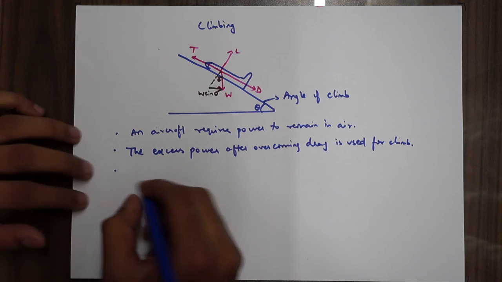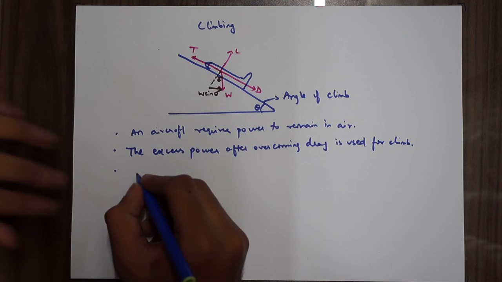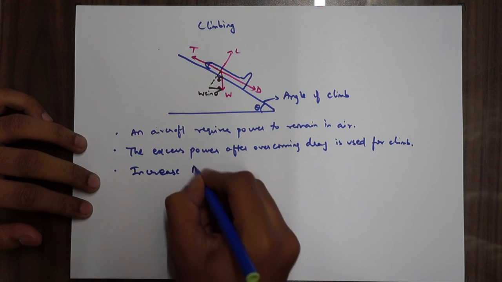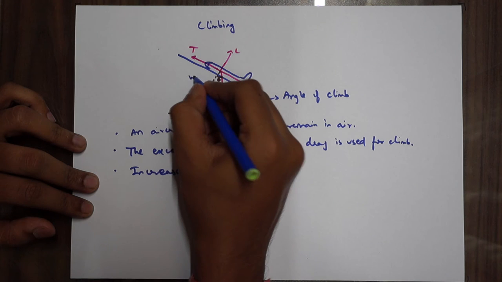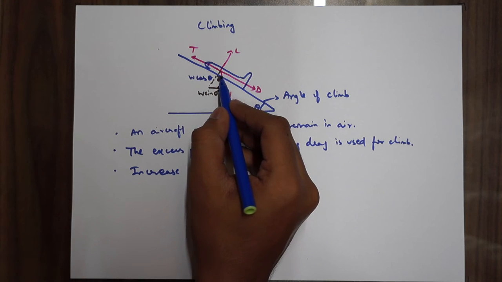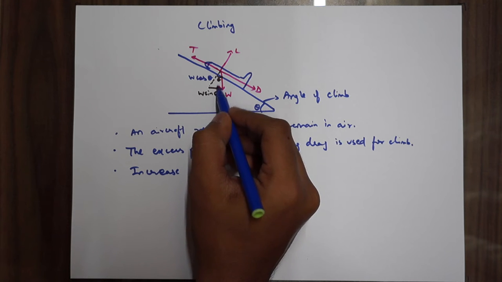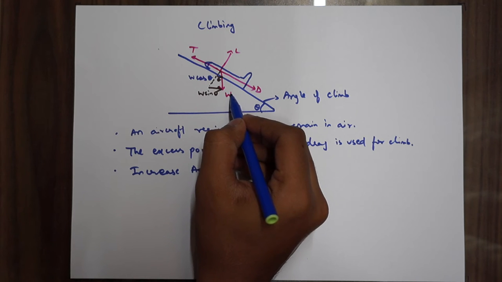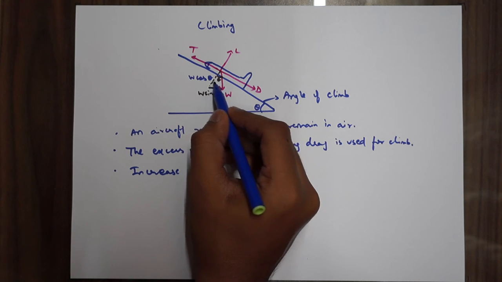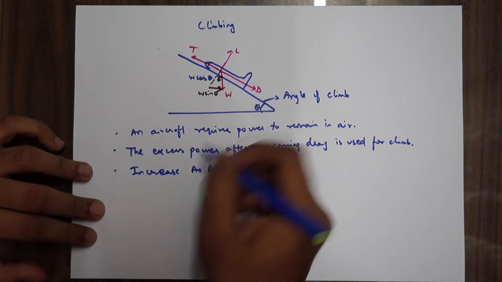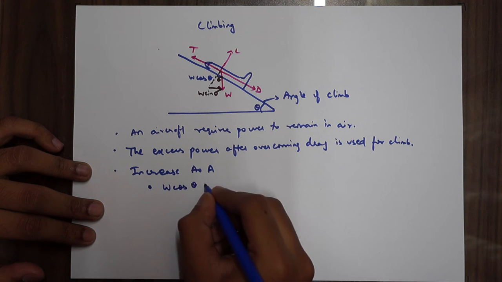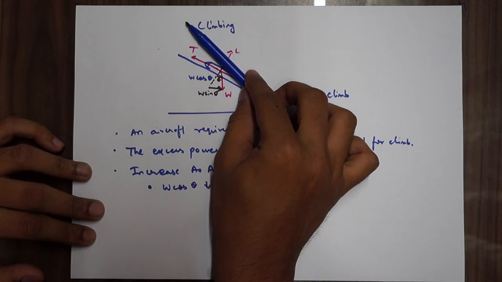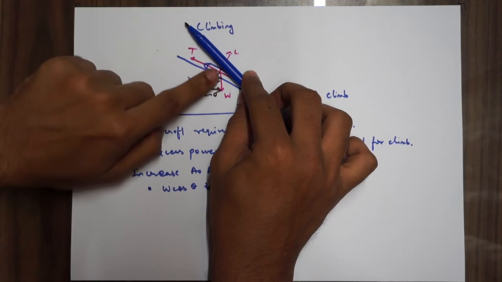Okay, now what will happen if you increase the angle of attack? There are two things that will happen. I forgot to write here, this is W cos theta. If you are good at trigonometry, you just look for theta, the vector opposite to it is W sine theta, because W is the hypotenuse here, and the base of the triangle will be your W cos theta. So if you increase the angle of attack, W cos theta will reduce. This vector reduces in length.